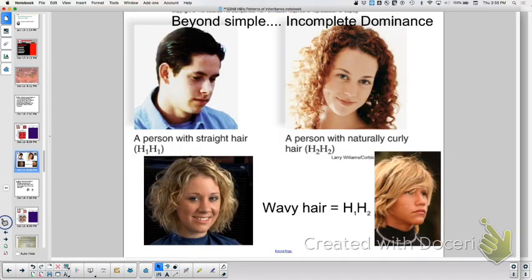So somebody who has straight hair reproduces with somebody who is homozygous for curly. So homozygous straight, homozygous curly. They make a baby. That baby is H1, H2. It looks like blending to our eyes, but it's wavy. It's like neither. Another example would be a red flower crossed with a white flower, and it's a pink flower. A black bunny crossed with a white bunny, and they have gray hair.